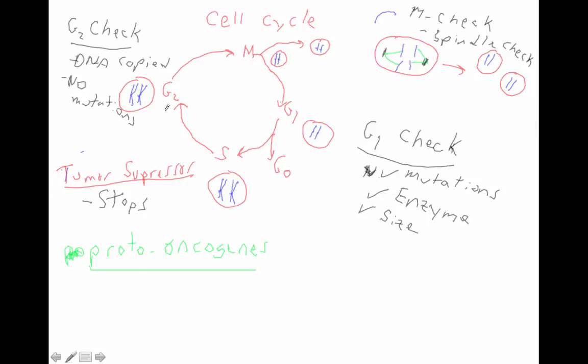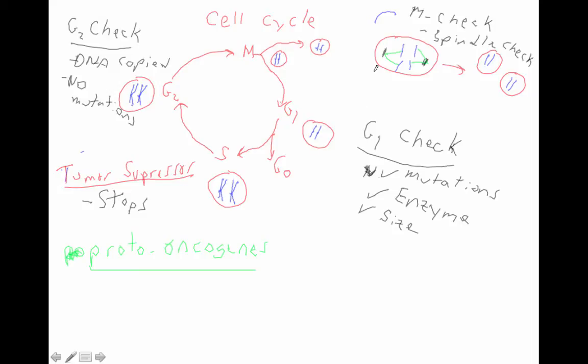Likewise, in G2, there are other sets of tumor suppressor genes that check if the DNA has been copied and whether or not there are mutations. If it detects mutations or if it detects that all the DNA hasn't been copied yet, the tumor suppressor genes stop the cell cycle. That's their job. All right, then once again in M phase, if it detects that the chromosomes have not attached to the spindle fibers during metaphase, the tumor suppressor genes will stop the cell cycle.